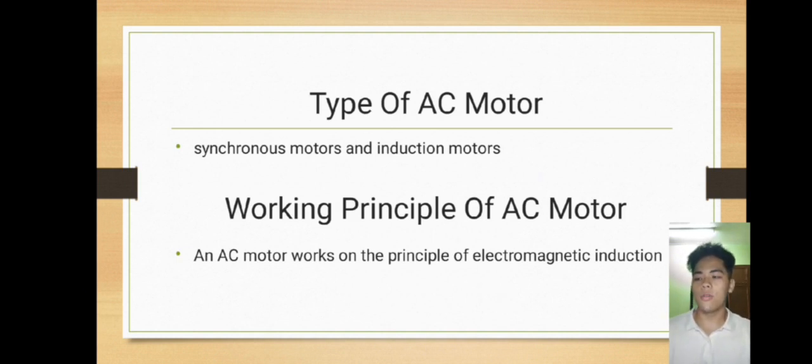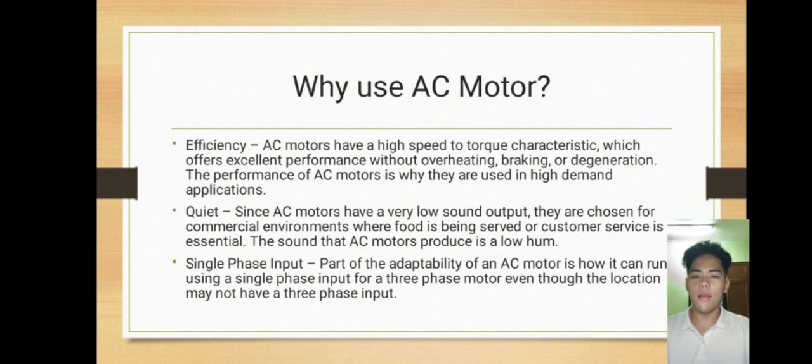Types of AC motor: synchronous motor and induction motor. Working principle of AC motor: an AC motor works on the principle of electromagnetic induction. Why use an AC motor? Efficiency. AC motors have a high speed of torque characteristic which offers excellent performance without overheating, braking or degeneration. The performance of AC motors is why they are used in high demand applications.